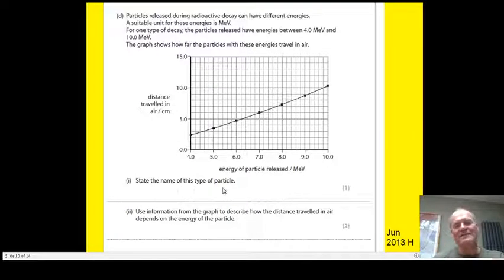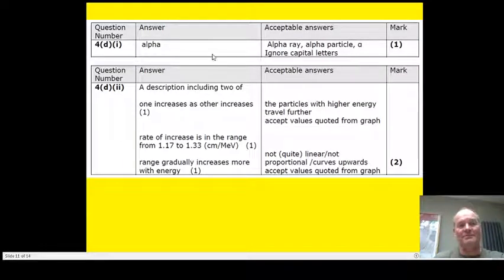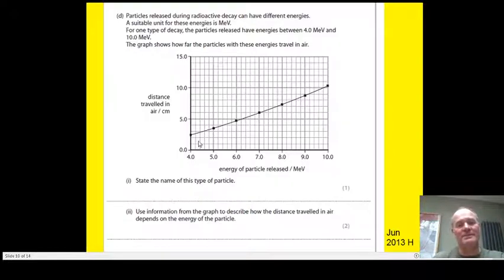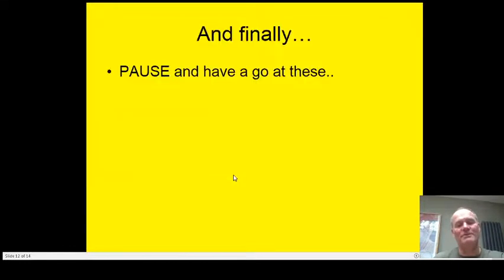So the name of this type of particle, well, how far is this particle going? It's going between 2.5 and 10 centimeters in air, that's all. And we should have written down somewhere that alpha particles can travel a few centimeters in air. Beta particles travel tens of centimeters, 10s, 20s, 30s, 40 centimeters. So this few centimeters tells us that it's an alpha particle. It's not a ray, it's a particle, a lump, 2 protons, 2 neutrons, it's an alpha particle. So that was that first bit, hopefully pretty straightforward.